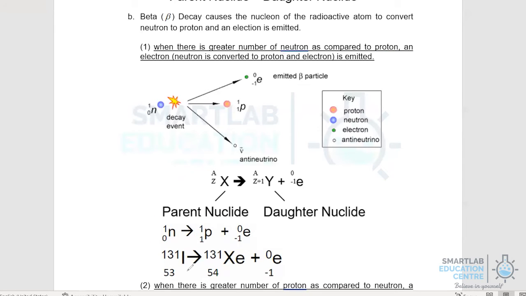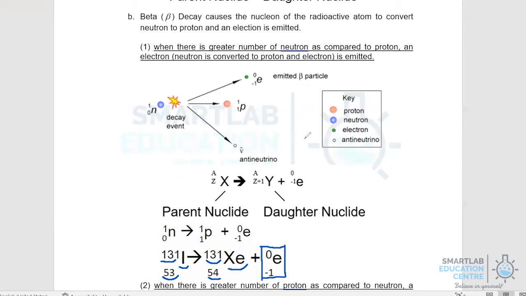An example of the nuclear reaction is with iodine with a mass number of 131 and a proton number of 53, which produces xenon with a mass number of 131 as well, but the proton number is now 54. And alongside it, an electron or a beta particle has been emitted.